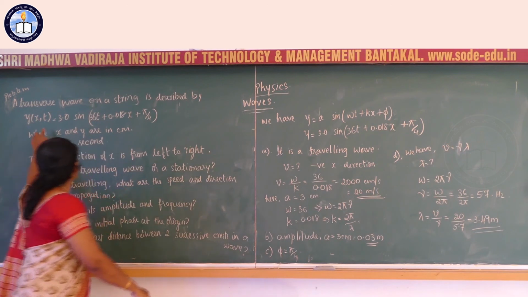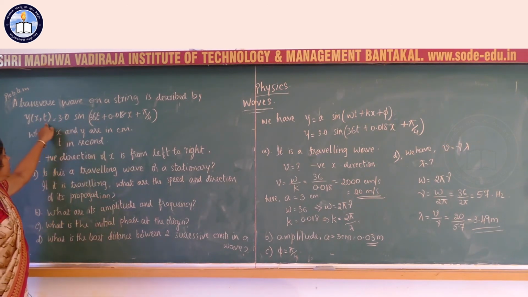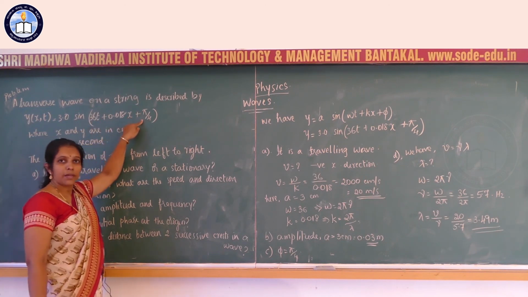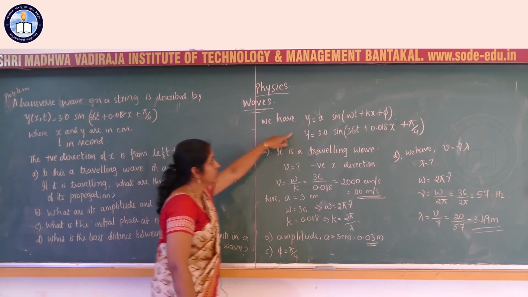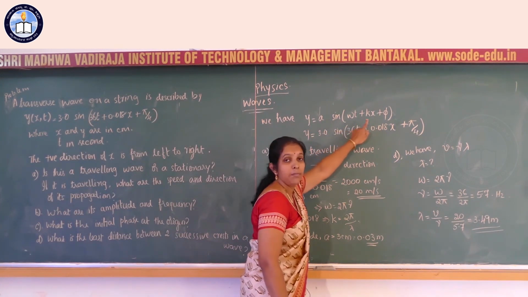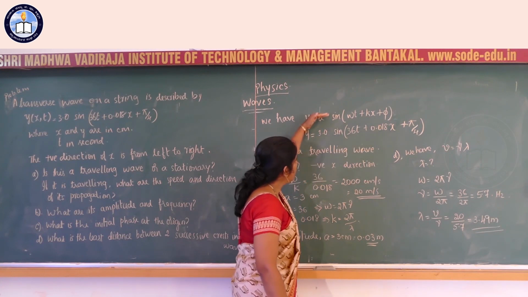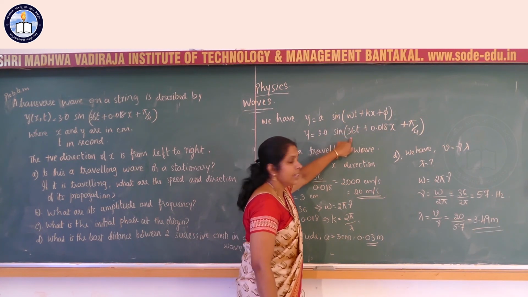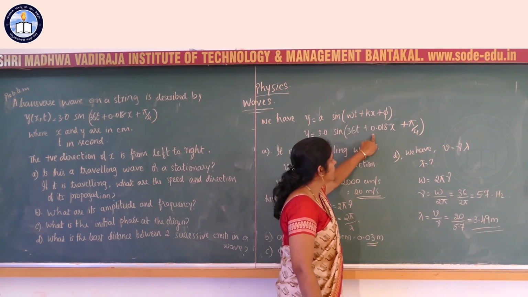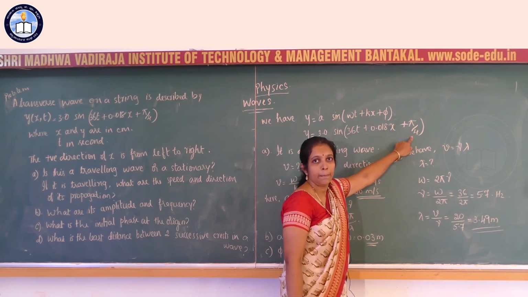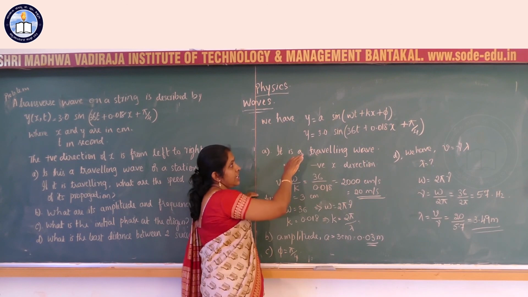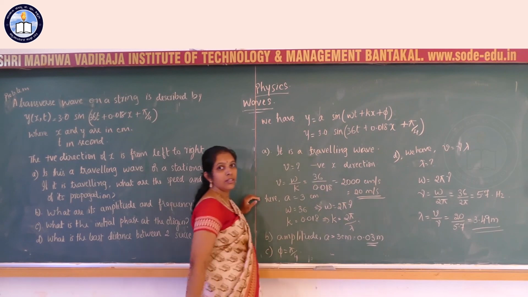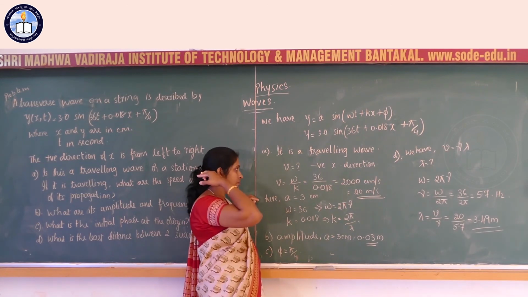I repeat, here the given equation is y is 3 sine (36 t plus 0.018 x plus pi by 4). This is similar to the standard equation y is equal to a sine (omega t plus kx plus phi). Now comparing these two equations, we get A as 3, where A is the amplitude of the wave, omega is the angular frequency, k is the wave number, and phi is the phase angle. Comparing the two equations, we say the wave is a progressive wave. It is traveling in the negative x direction. It is opposite to the derived equation.